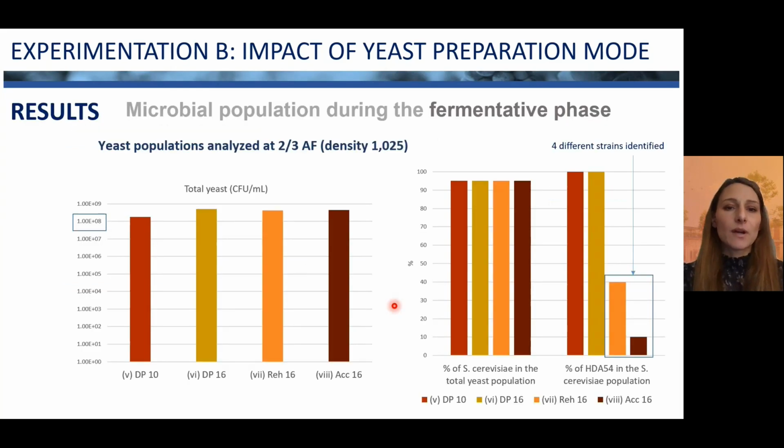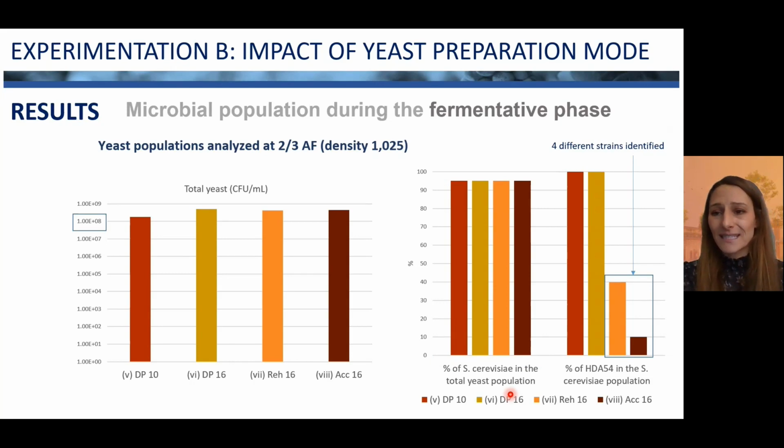So here we have the result of the microbial population during the fermentative phase. The first graph shows the population at 2/3 of the alcoholic fermentation. And we can see that the total yeast population were very similar between the four scenarios and very high, so in the order of 10 to the power 8. And when we look specifically at the population here on the right, you can see that 95% of the population in all cases were Saccharomyces cerevisiae, so quite a high percentage.